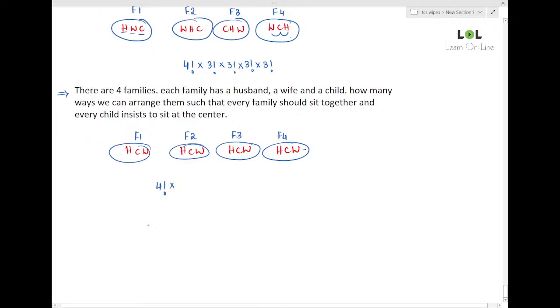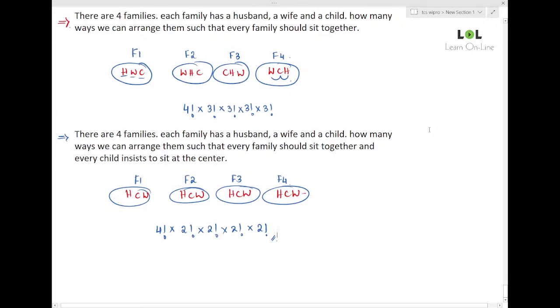But husband and wife will interchange in every family. So for the first family, 2 factorial ways. Second family, husband and wife interchange in 2 factorial. Third family, 2 factorial. And fourth family, 2 factorial. That is my final answer. Am I clear with this? Everybody, did you understand?